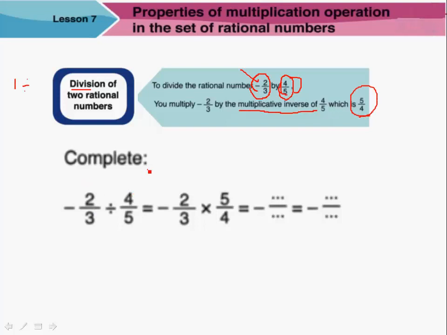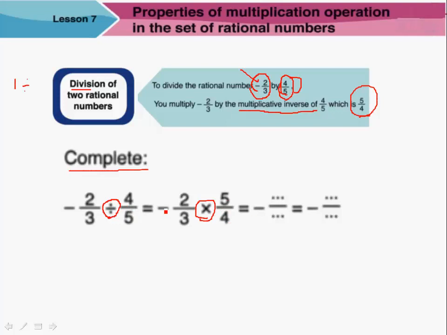Here, he asked us to complete. Minus 2 over 3 divided by 4 over 5 is equal to, we will write minus 2 over 3 and we'll change divided by to multiply. And we take the multiplication inverse of 4 over 5, which is 5 over 4.